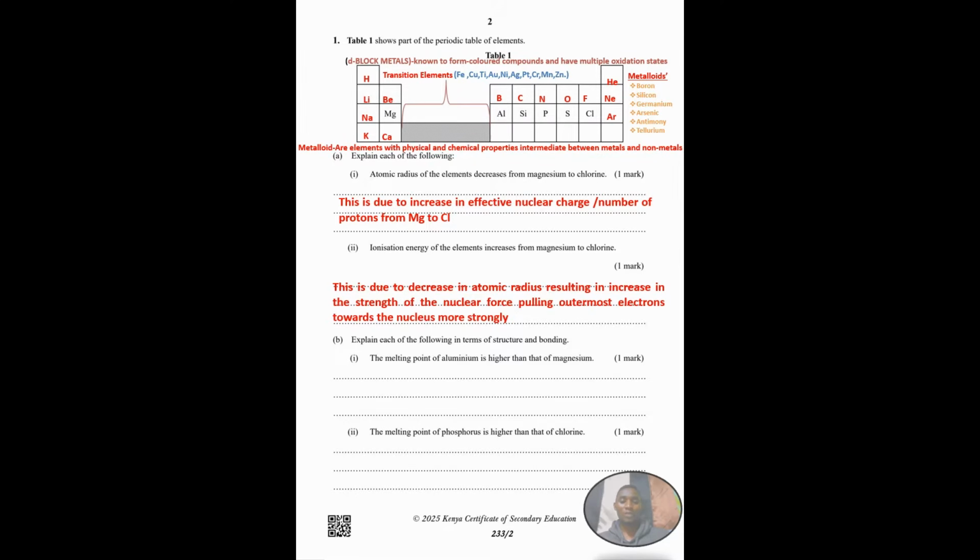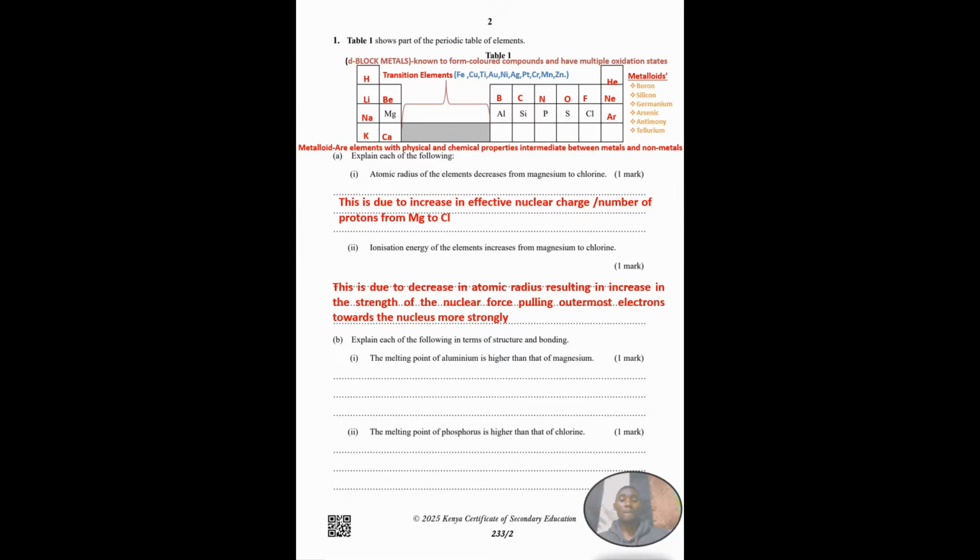Moving to the next question, B. Explain each of the following in terms of structure and bonding. The melting point of aluminium is higher than that of magnesium.